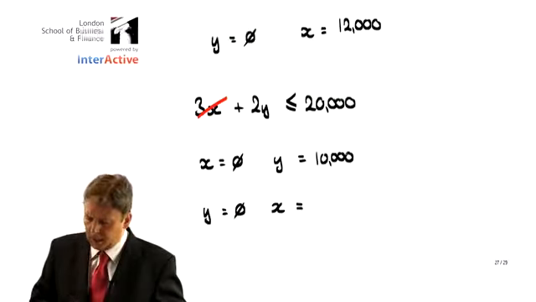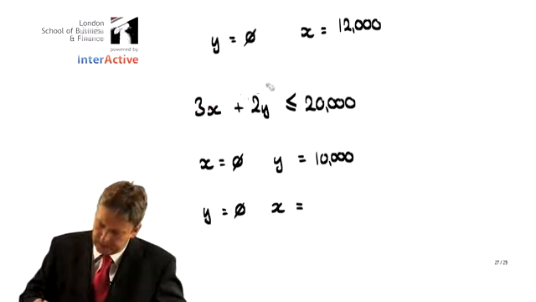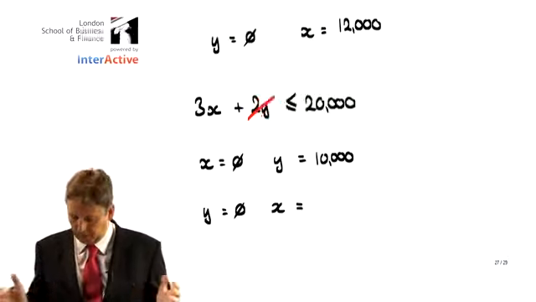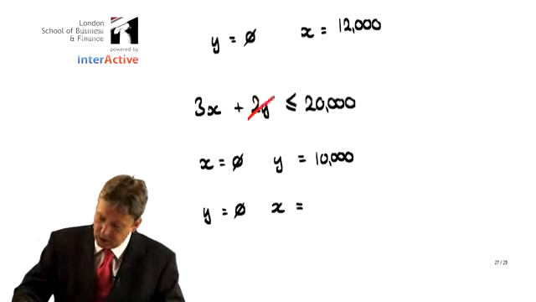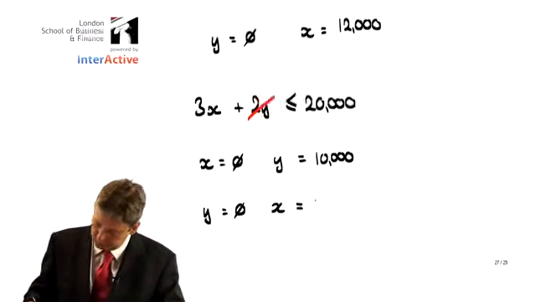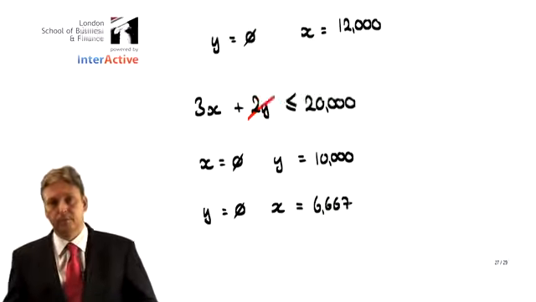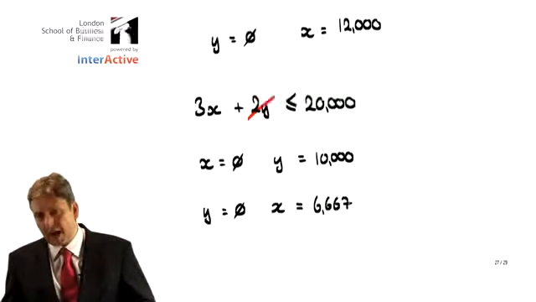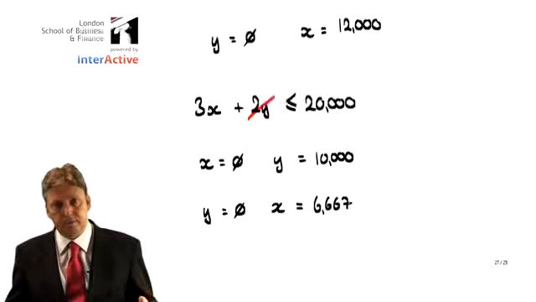Work the other way and say, well, hold on a moment. If we now make y equal to 0, what must x equal? And I think we find that x has to equal a slightly awkward number, 6,667 to round. So we have the two constraints. We've been able to plot them. In a moment we will come back and look at the objective function. But before we do so, let's just go away and plot these on a graph.